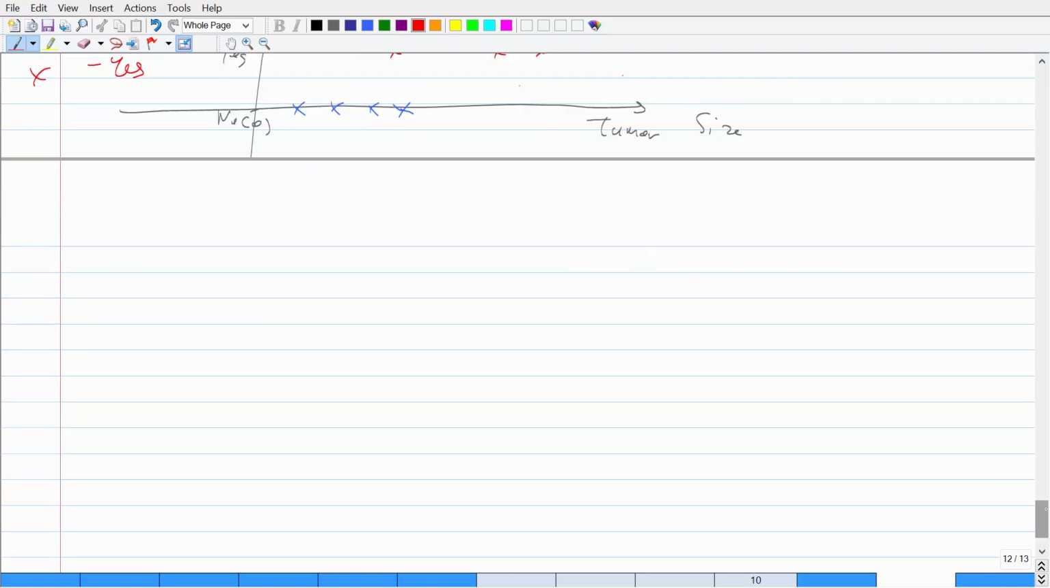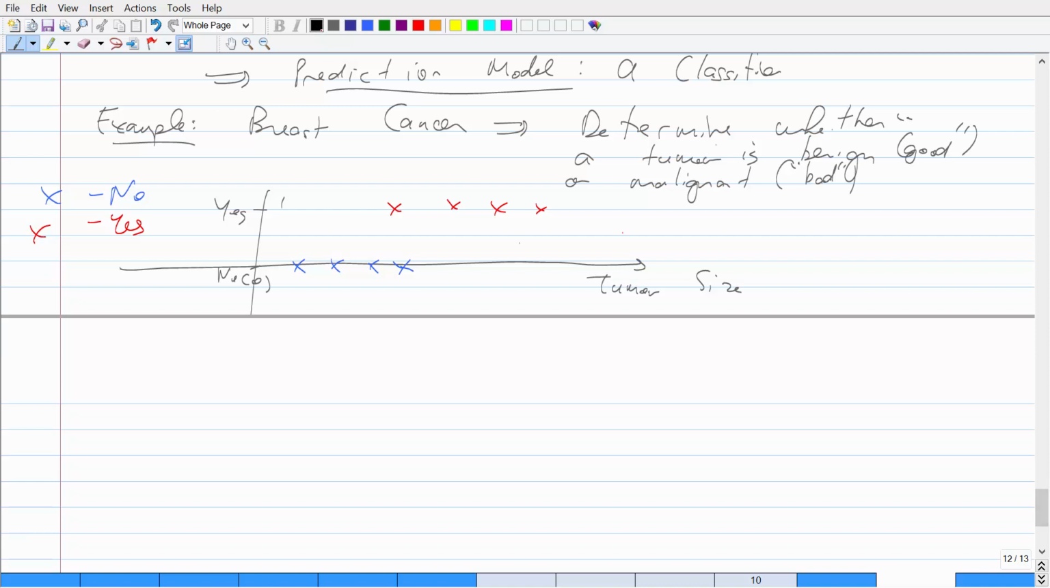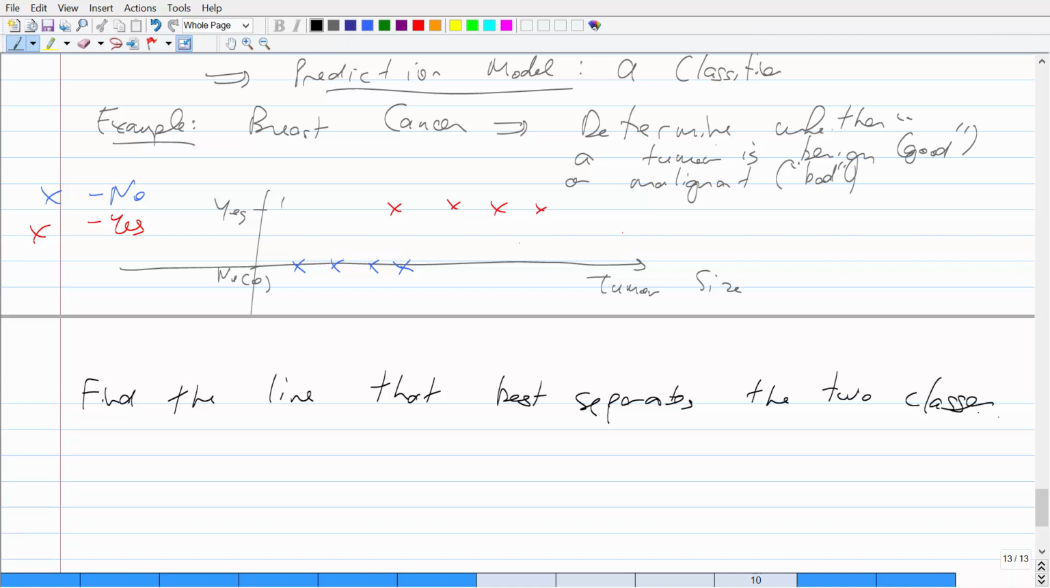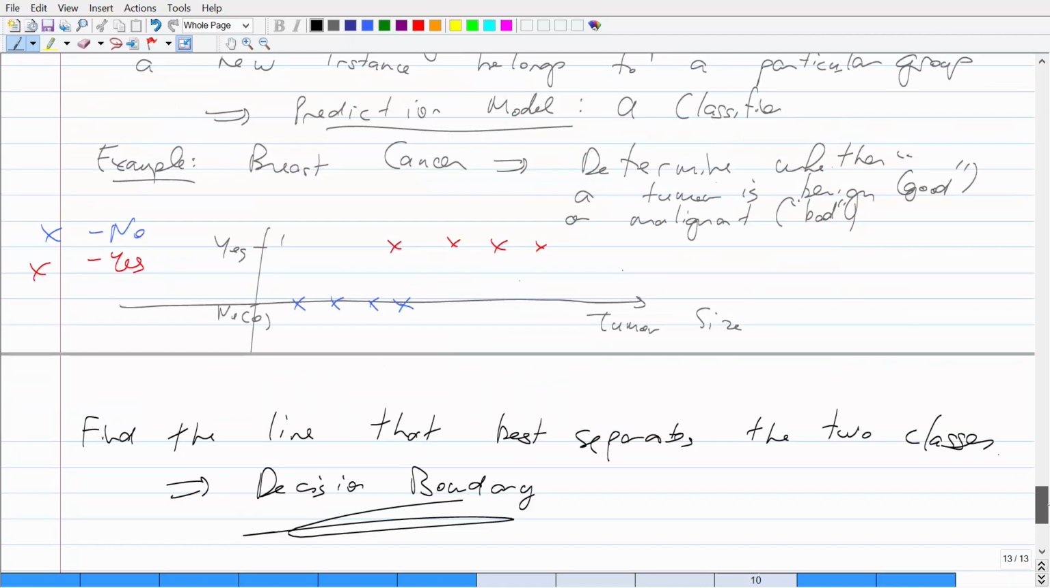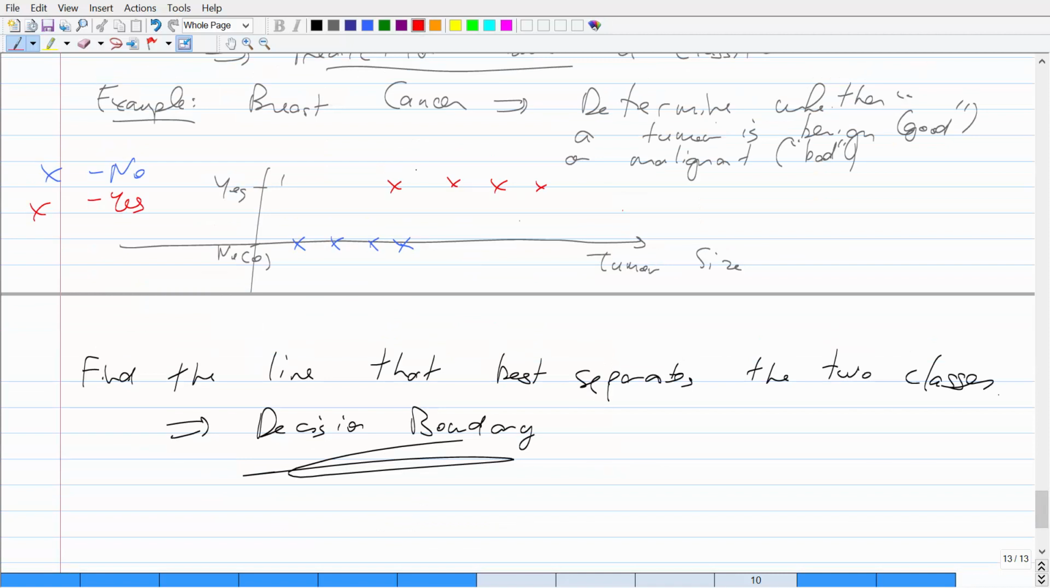Okay? So you want to find the line that best separates the two classes. This is what is known as the decision boundary. We're going to talk about decision boundaries later on in the course, but for now, you can take that in your head. The best decision boundary might be something along here that has the least amount of misclassification error. It's the best fitting line. So this is what's known as a decision boundary.